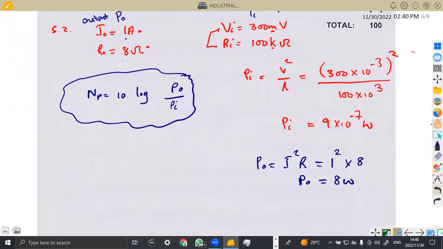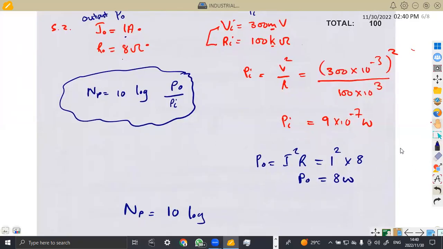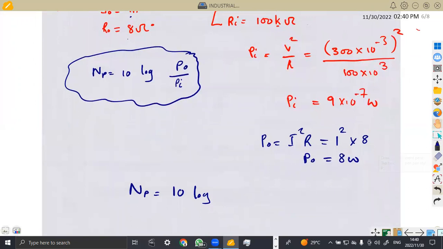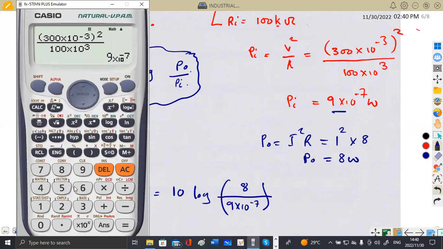So from there, we can substitute into the formula. So NP, which is the gain, is going to be 10 log P out. Let's insert our values, which is 8 over P in. Remember, P out over P in. P in is 9 times 10 to the power minus 7. So that's it. This one, you can even simplify direct on your calculator.